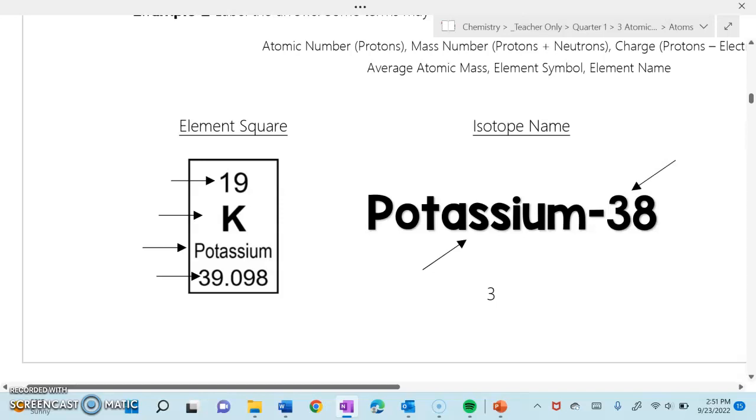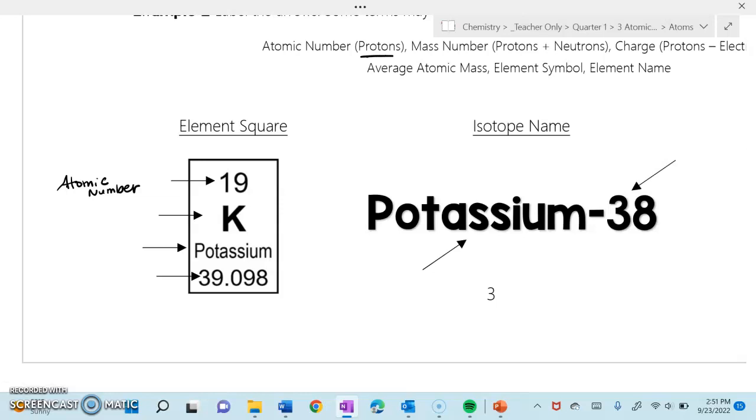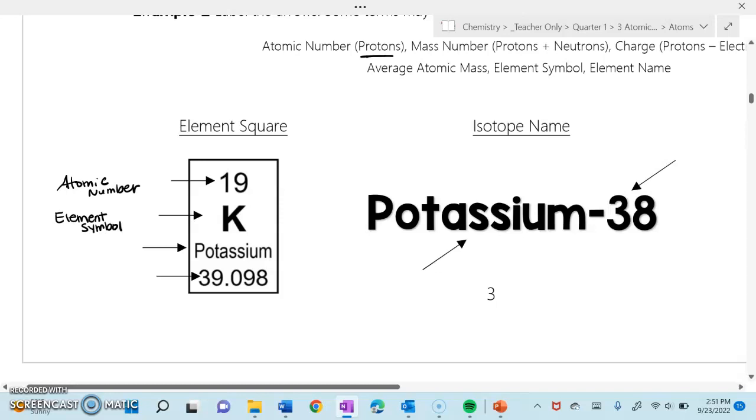So in an element square, which you'll find on the periodic table, at the very top of the square, this will always be the atomic number. And the atomic number tells you the number of protons. And that is the identity of the element. If we have 20 protons, now we have calcium. So as we change the number of protons, that will change the identity of the element. This K is our element symbol. Potassium, isn't that a funny name for K? But it is. K is the element symbol and potassium is its element name.